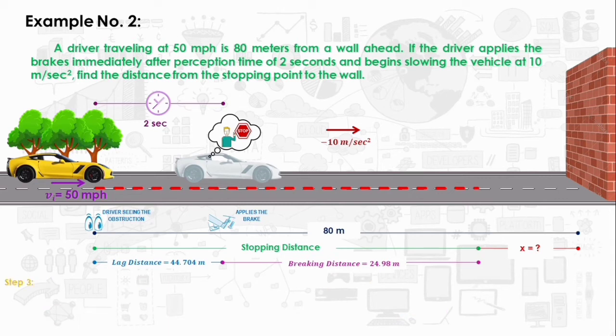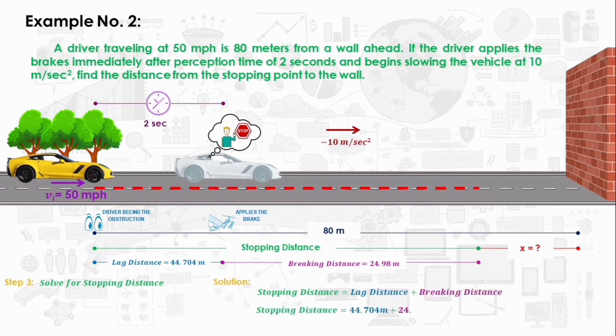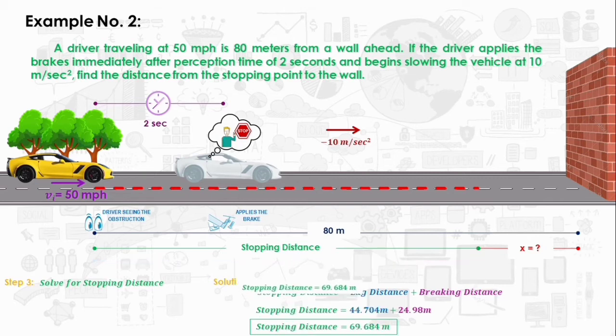Since the lag distance and the braking distance are already known, we are now able to compute for stopping distance. Now, stopping distance is equal to lag distance plus braking distance. So, stopping distance equals 44.704 meters plus 24.98 meters. Therefore, stopping distance is equal to 69.684 meters.